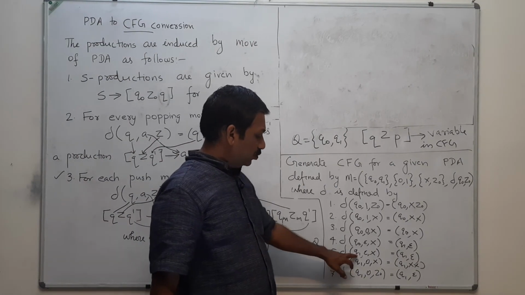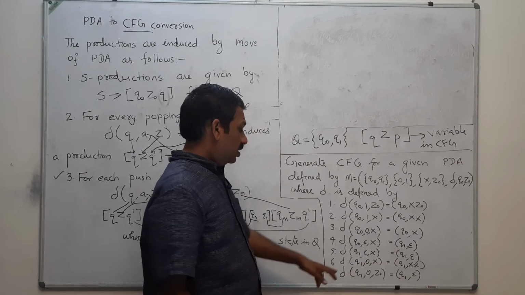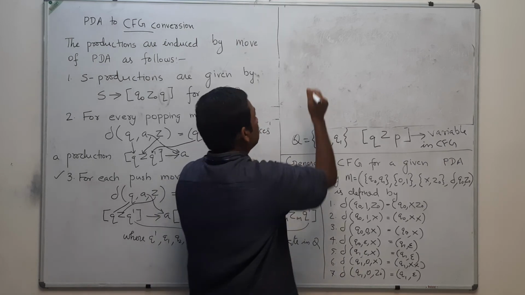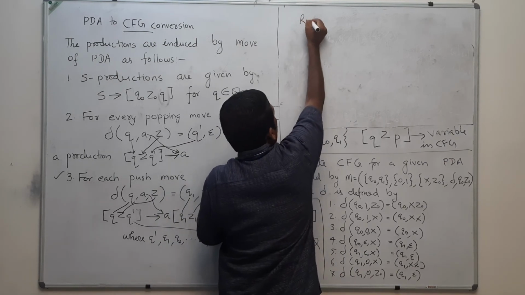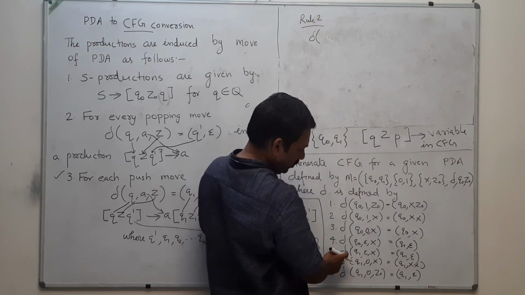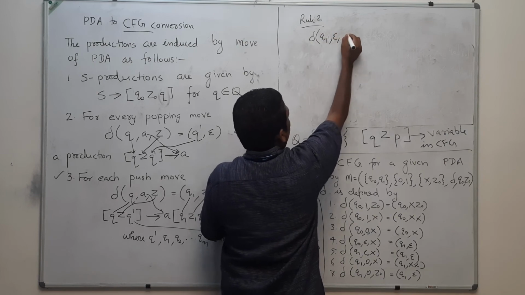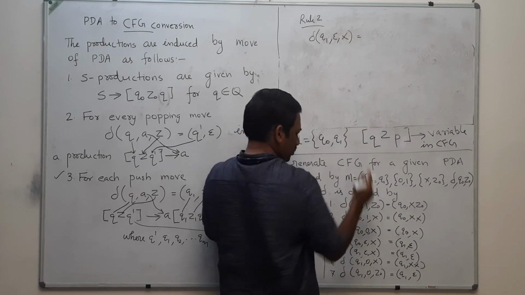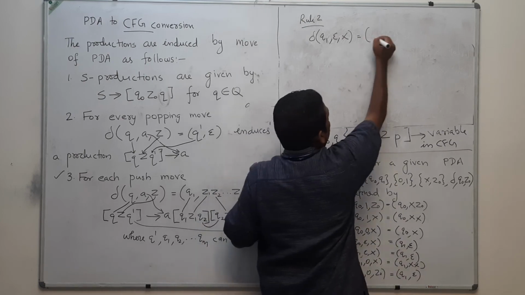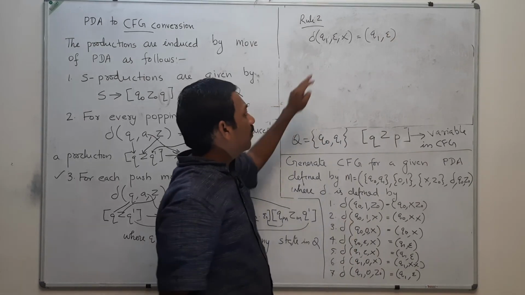5. Delta of Q1 epsilon x is equal to Q1 epsilon. Here also it is a popping operation, rule number 2. Delta of Q1 epsilon x is equal to Q1 epsilon. Here also it is a popping operation.